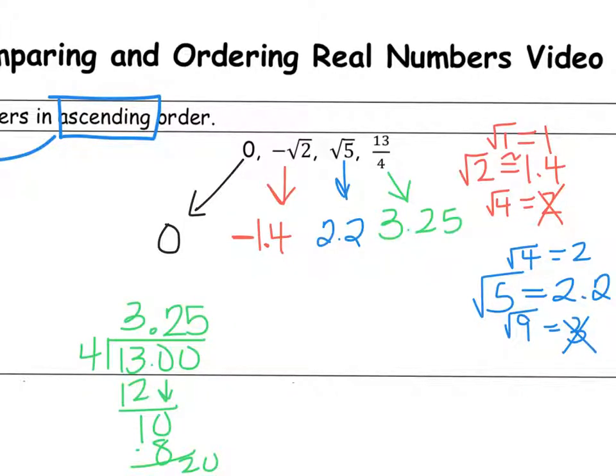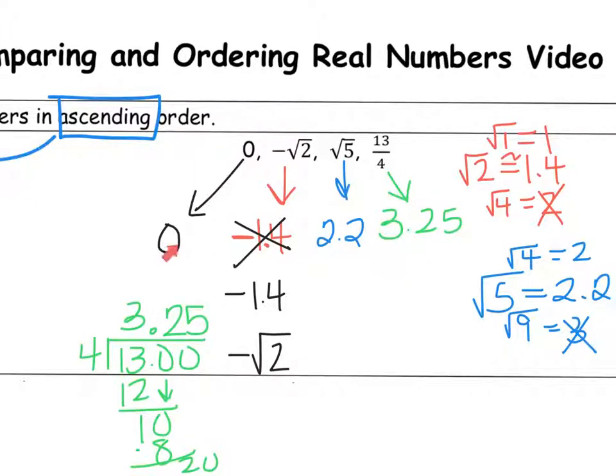So we want to put these in ascending order, so that means least to greatest. So we have to look at these numbers and see which one is the smallest. And we have a negative number right here, so it's the only negative number, and negative numbers are usually the smallest, definitely less than 0. So our smallest number in this case is negative 1.4. So negative 1.4, we're done with that one, and that was originally the negative square root of 2.